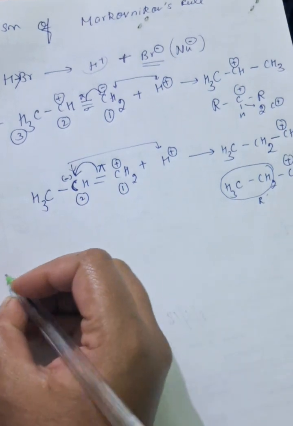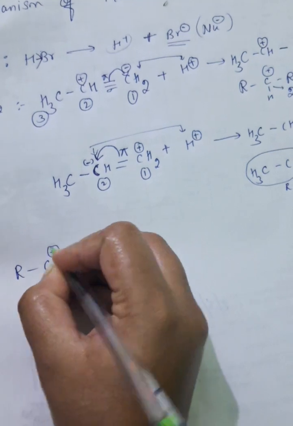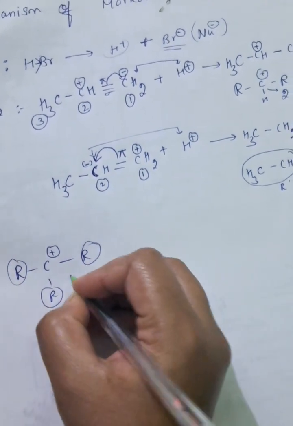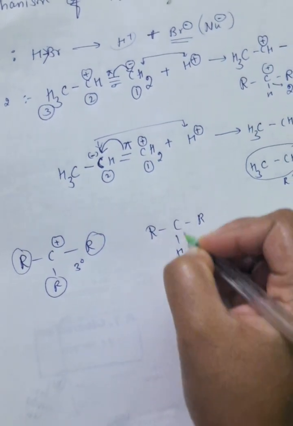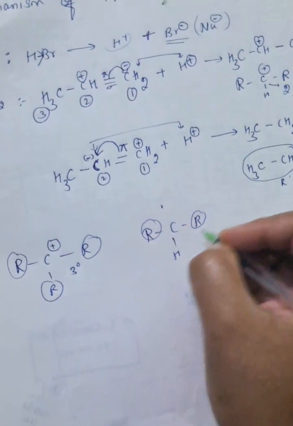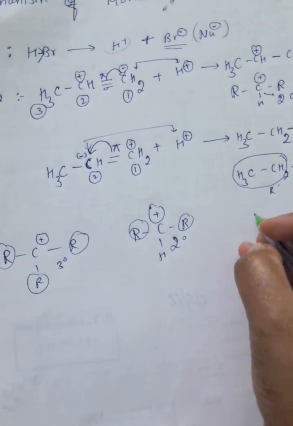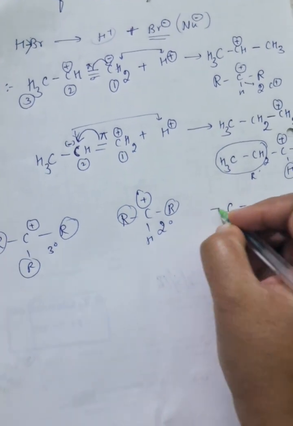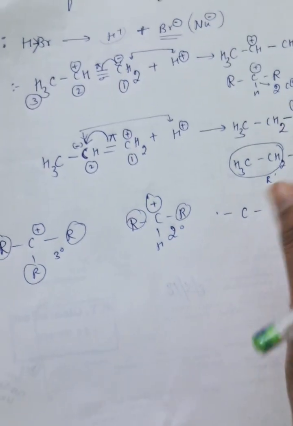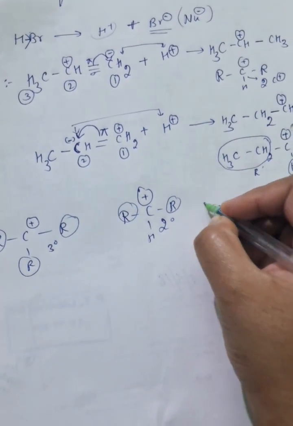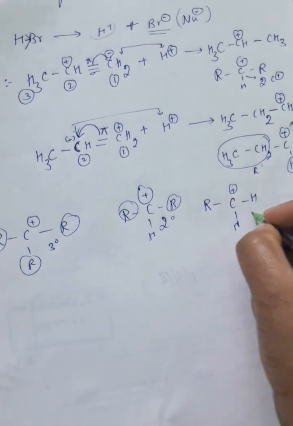So as previously I told you, we have 3 types of carbocation. In case there is something like this with 3 alkyl groups, then it is tertiary carbocation. If suppose there are 2 alkyl groups and 1 hydrogen, then it is secondary carbocation. And now what is primary carbocation? Here there is only 1 alkyl group, and then we have 2 hydrogen atoms, then it is primary carbocation.